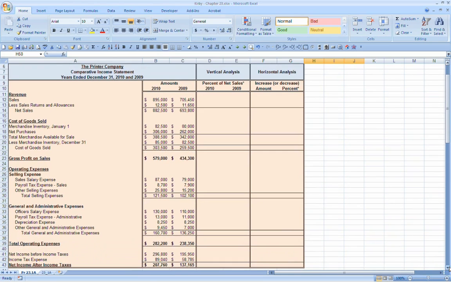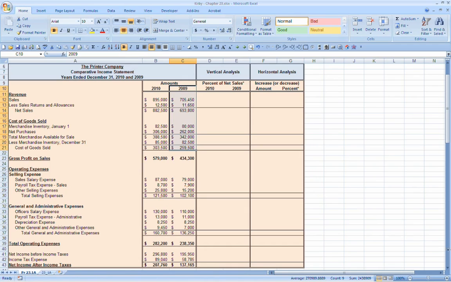I have pulled some data in here because it'll save us a ton of time instead of you watching me type, which is never fun. I have an income statement here. You know, I've got the who, what, and when. I've got a comparative income statement, meaning that I'm showing revenue, expenses, net income for 2010 and for 2009.